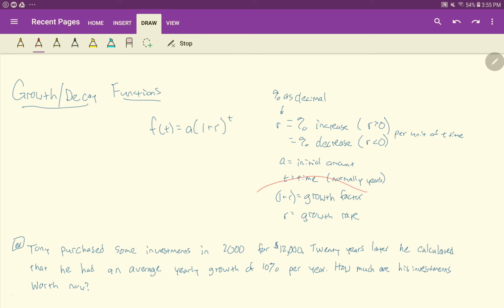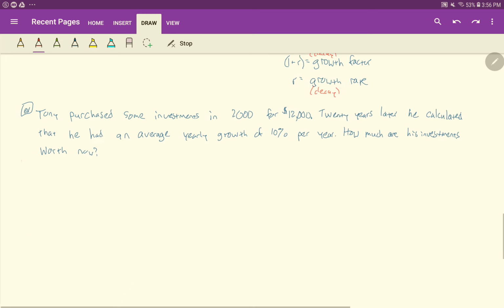And then when you take 1 plus r, this piece right here, the 1 plus r, that's called the growth factor, or decay factor. And then r is the growth, or decay rate. When you refer to the rate, that's the percent, or the percent as a decimal, either way. If you do 1 plus your growth rate or 1 minus your decay rate, you get the growth factor.